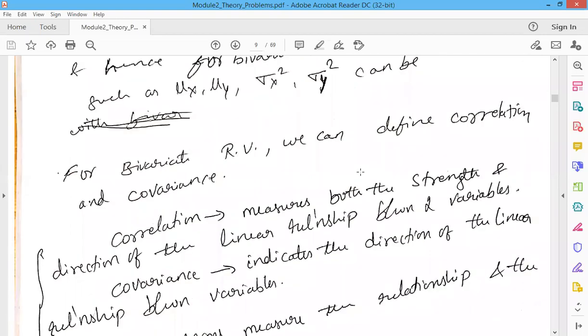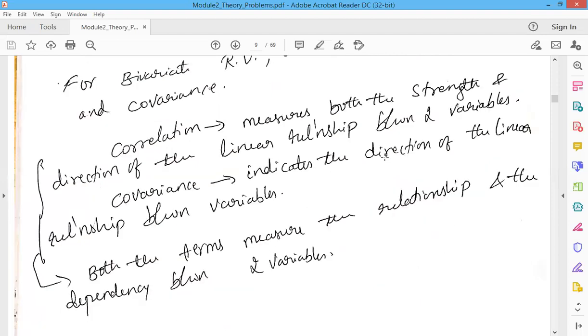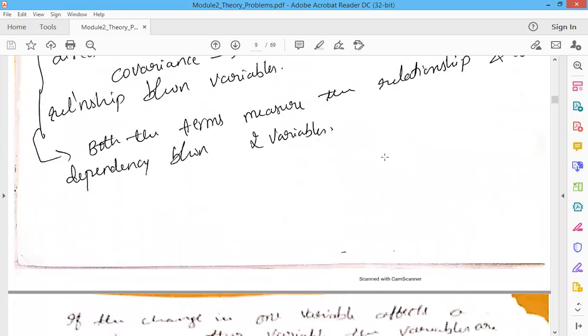And whenever we say bivariate random variable, we can also define two more terms. One is the correlation and another one is the covariance. Correlation is the measure of the strength and the direction of the linear relationship between the two variables, whereas the covariance just indicates the direction of the linear relationship between the variables. In other words, both the terms correlation and covariance are used to measure the relationship and the dependency between the two variables.